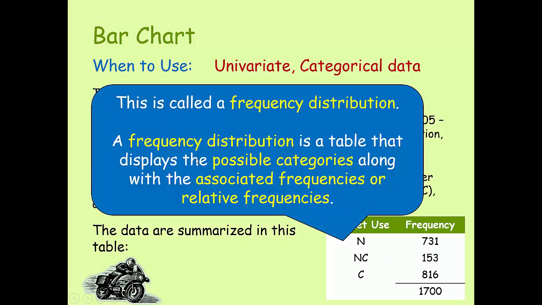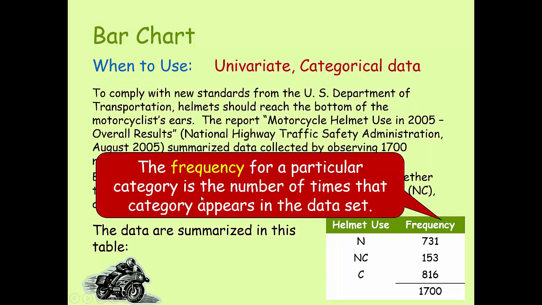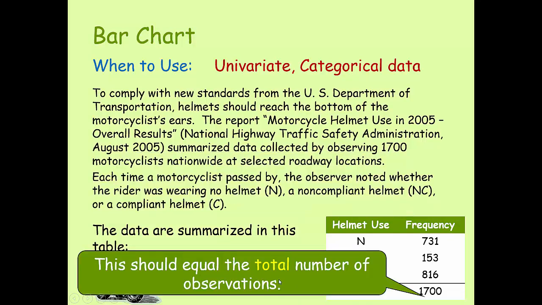This is called a frequency distribution. A frequency distribution is a table that displays the possible categories, so there's my 3 categories, along with the frequency. Okay, so the count, this is like doing a little tally sheet and then adding up, getting the total frequencies. The frequency for a particular category is the number of times that category appears in the data set. When you add all of these up, you should get the total number of observations, which we do, which was 1,700.